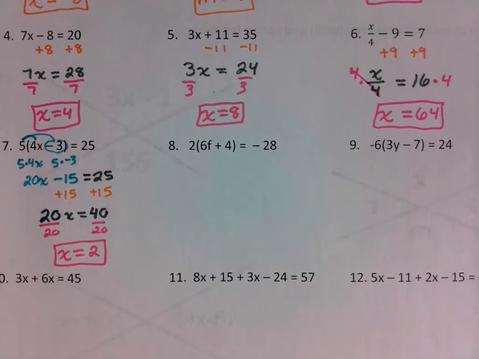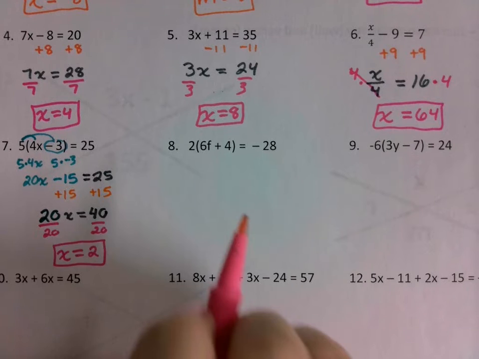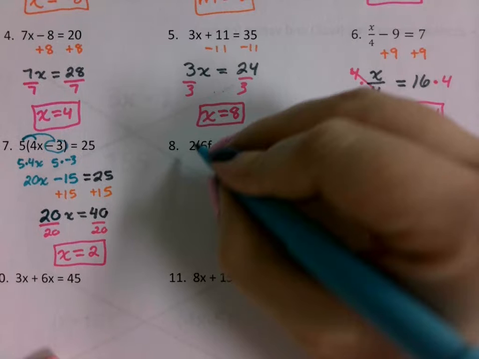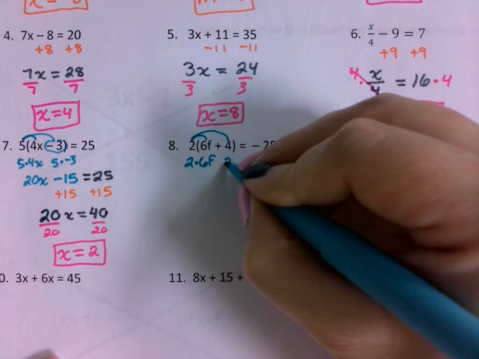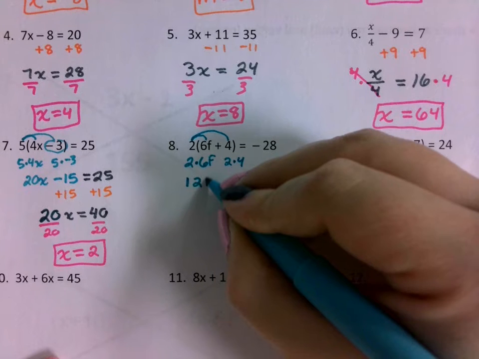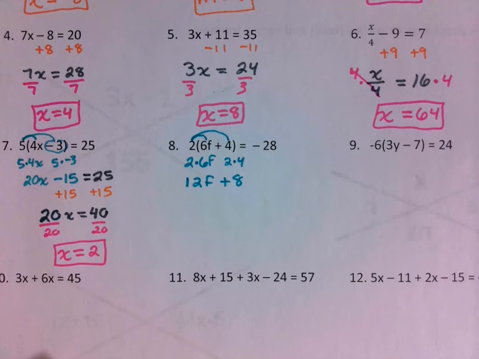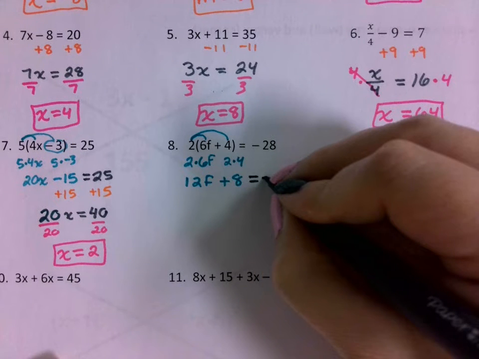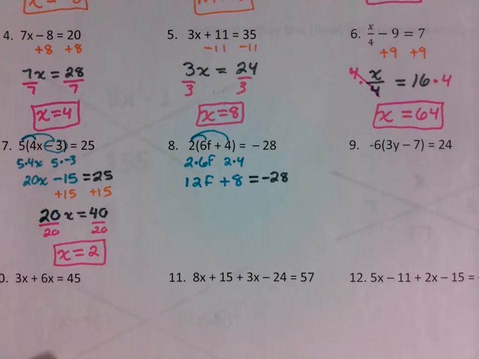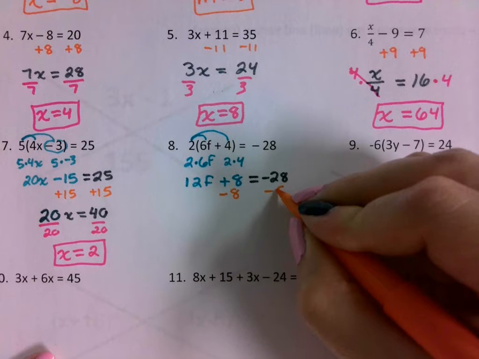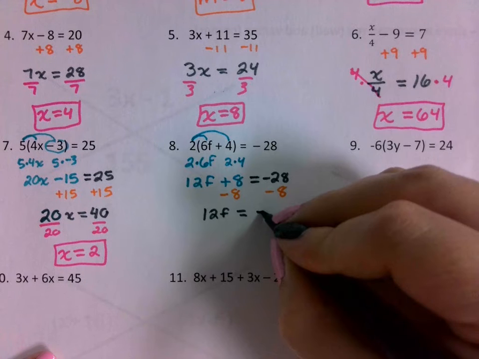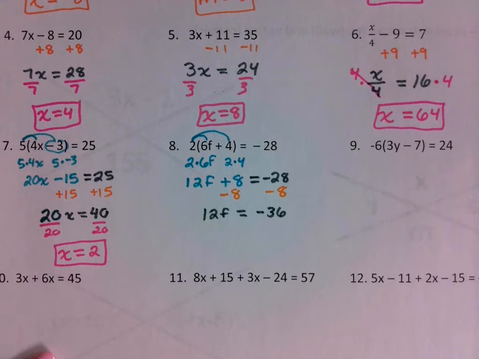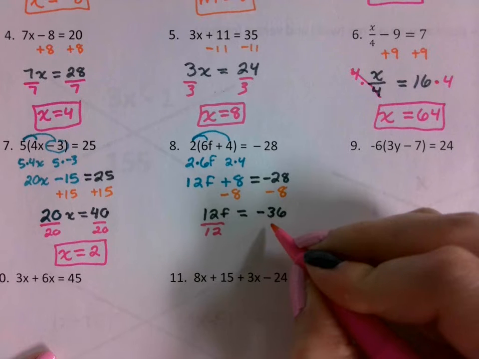For problem number 8, again, you would distribute. You would do 2 times 6f, and then 2 times 4. That's going to give you 12f plus 8, and that's still set equal to a negative 28. You're now down to a two-step equation. So you would subtract 8 from both sides first. That's going to give you 12f is now equal to a negative 36. And then you would divide both sides by 12. And you would get f is equal to negative 3.